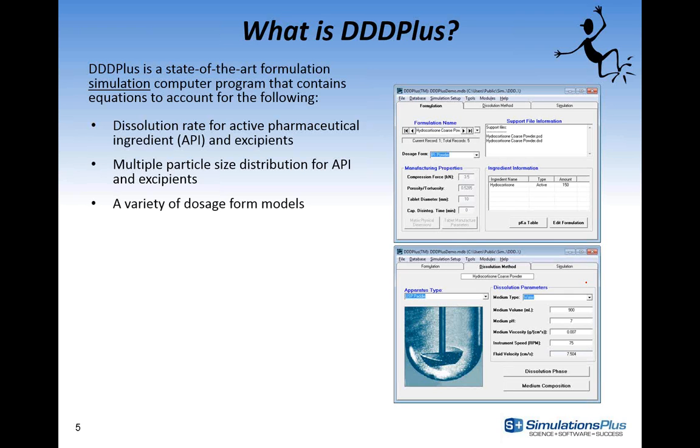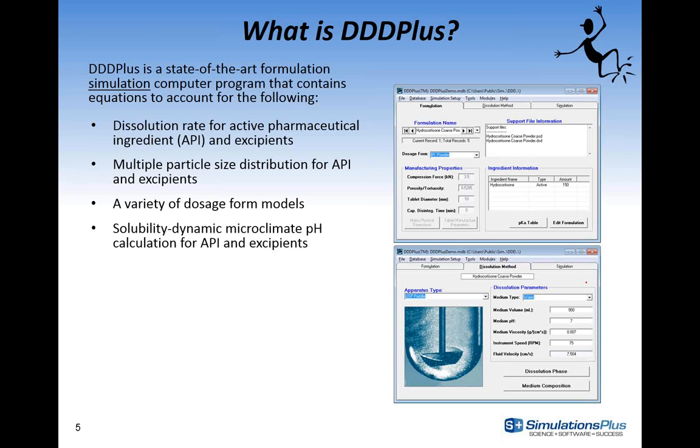We have a variety of dosage form models available for simulation within DDDPlus: IR products, both powder, capsule, and tablets; DR products, coated tablets; and CR products, matrix tablets. New to version 5 is the bilayer tablet dosage form.